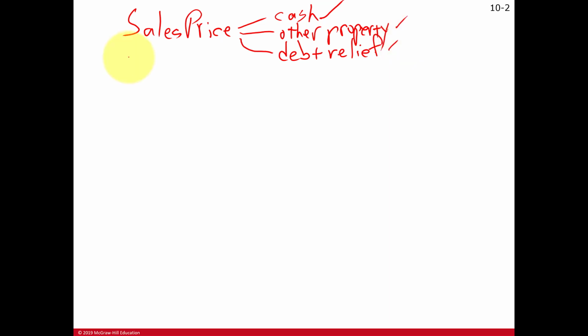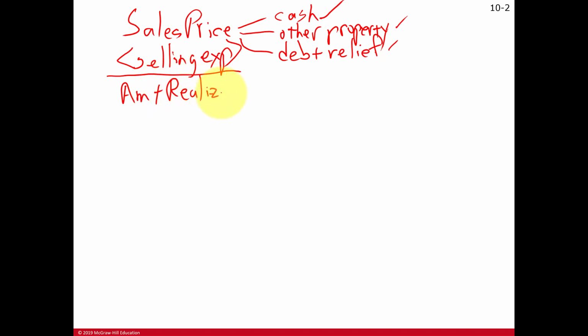But from that amount, you have to subtract out selling expenses. And the big one would be, in the case of real estate, sales commissions you have to pay, or attorney's fees for legal documents, or escrow costs, maybe even accounting fees. And what's left over is called amount realized. Now, this is not the gain or loss. This is just the benefit left over after paying off the selling expenses.